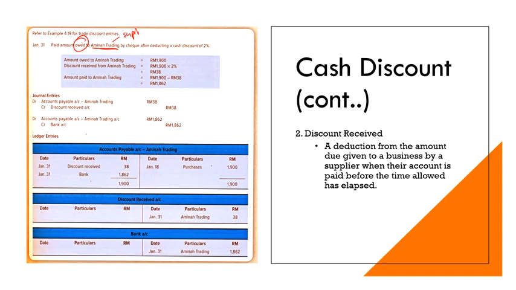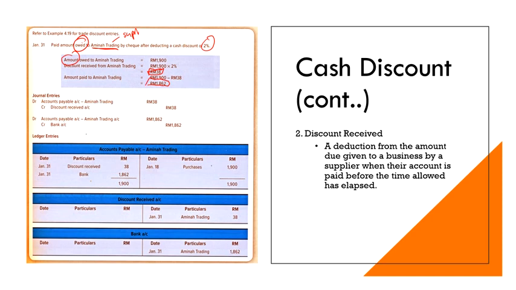So sekarang ni amount yang kita hutang dengan Aminah ialah 1,900. So discount receipt is 2%. So 2% from 1,900 is RM38. So kita mendapat RM38 discount. So total yang kita bayar kepada Aminah is 1,900 minus with RM38. So you will get 1862.